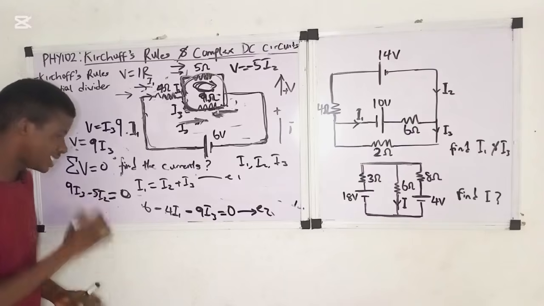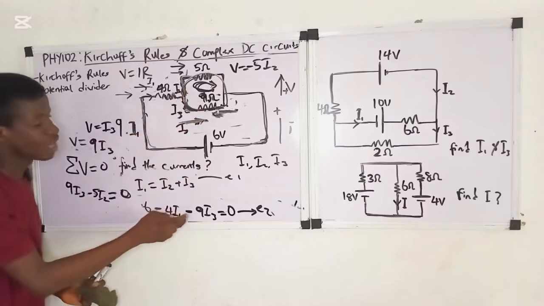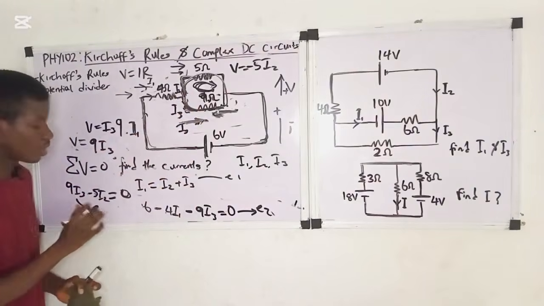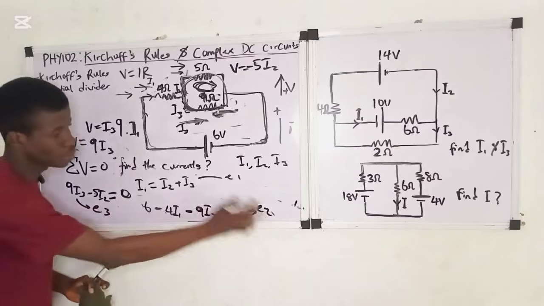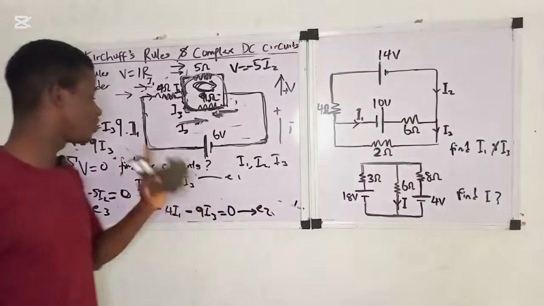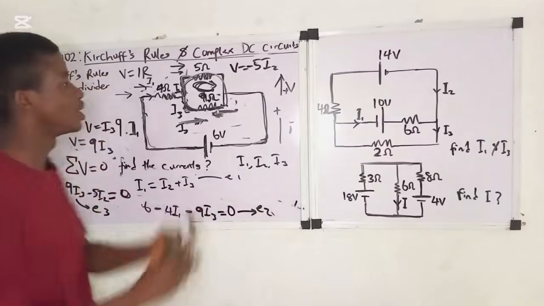So this is the total voltage in the second loop. We can call this equation 3. Why do we call the other one equation 2? Because this one is equation 1, right? Yes. So what are we looking for? In the question, I said you should find I1, I2, and I3. So let me clear this place.